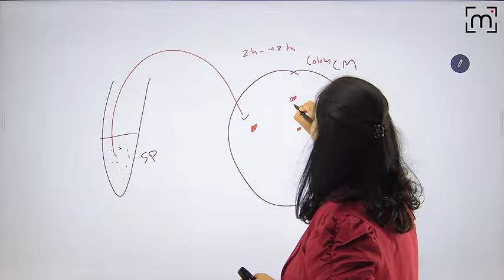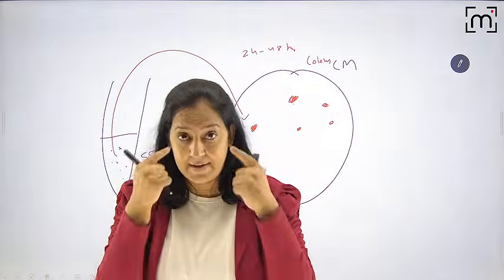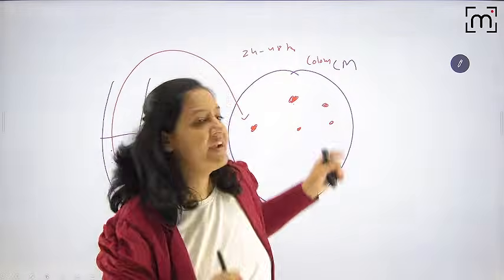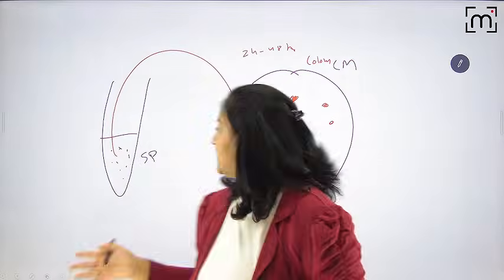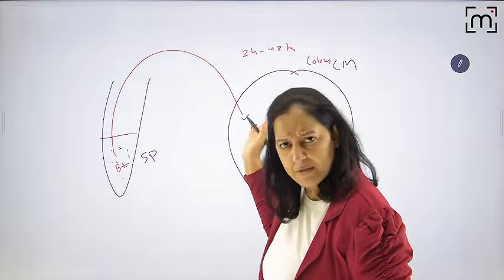Colony is a collection of millions of bacteria. One colony contains millions of bacteria, so it is visible with the naked eye. We don't need a microscope to see a colony. We can't see one bacterium, but we can see a collection of millions of bacteria. So I can see the colony. Once I get the colony, I become sure the specimen contains bacteria. Bacteria is present because it formed the colony.